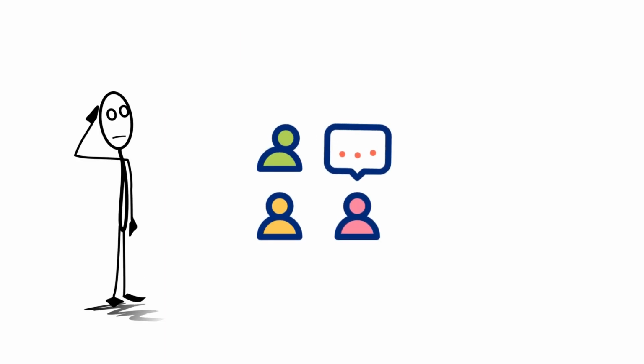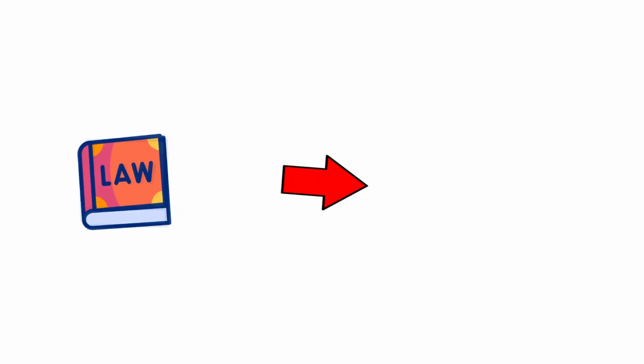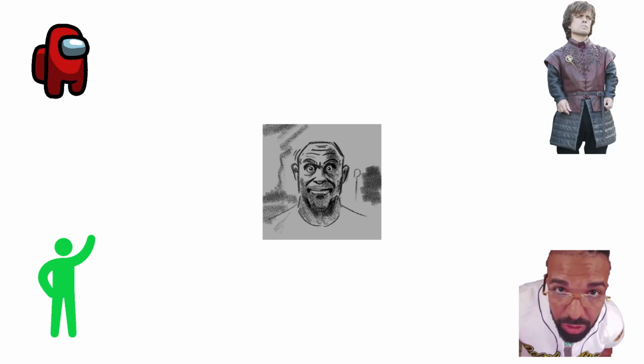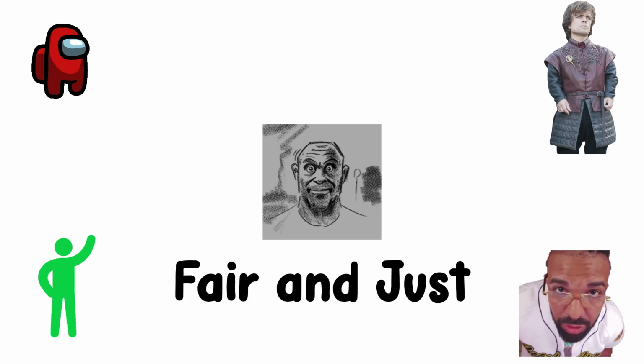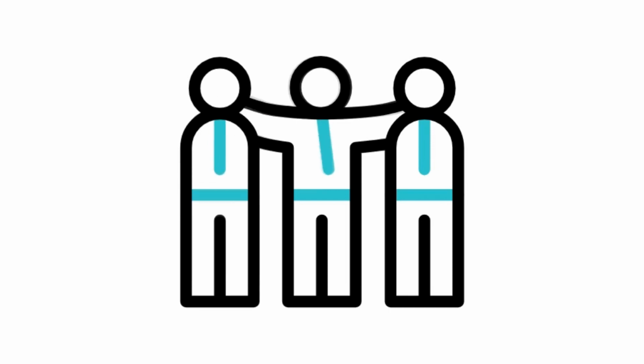Let's break it down. Imagine a group of individuals coming together to establish rules for their community. Instead of basing these rules on personal interests or subjective preferences, contractualism suggests that these rules should be agreed upon by all members of the community as fair and just. For example, consider the decision to stop at red lights while driving. Contractualism would argue that this rule is justified because it promotes safety and fairness on the roads, and it's a rule that all rational agents can agree upon for the well-being of everyone.